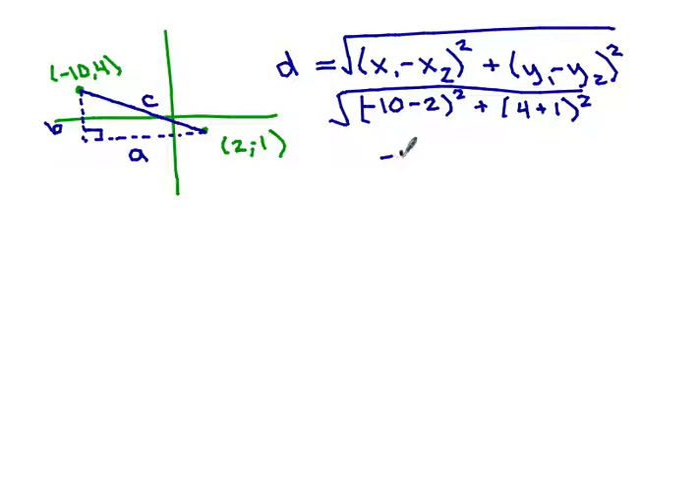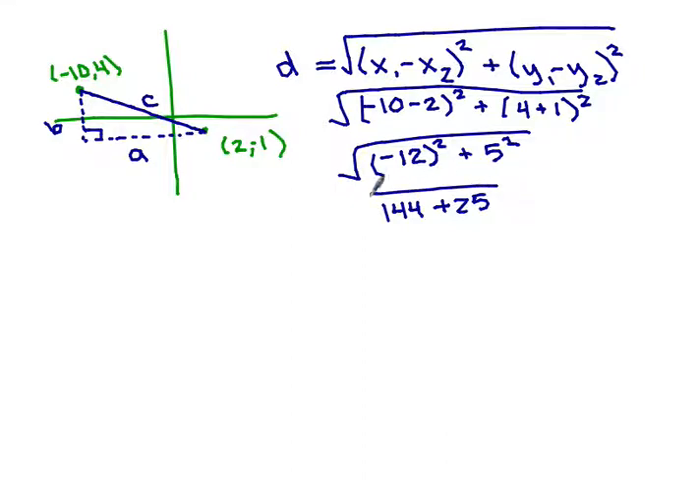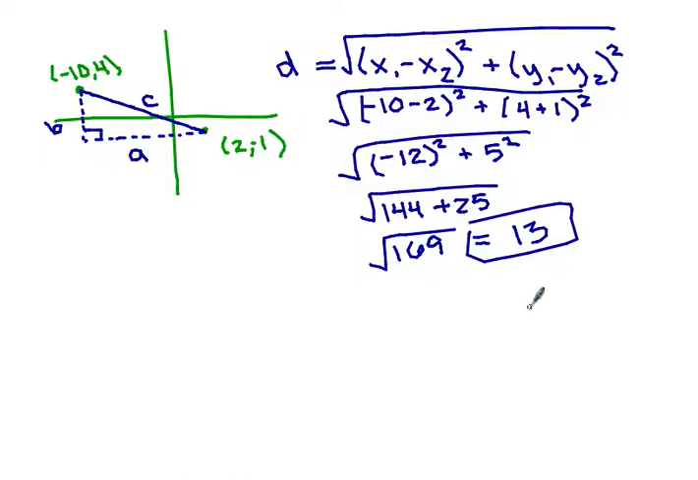We'll end up with negative 12 squared plus 5 squared, which gives us 144 plus 25, which is the square root of 169, which happens to be a nice number, 13. So my distance is 13 in this case. If it's not a nice number, just leave it in radical form.